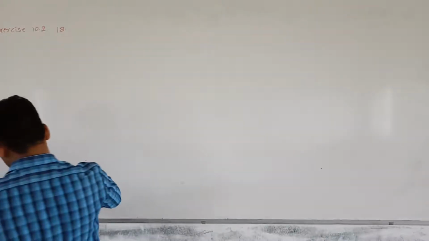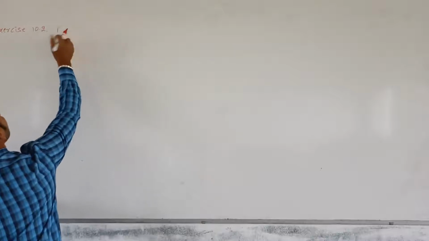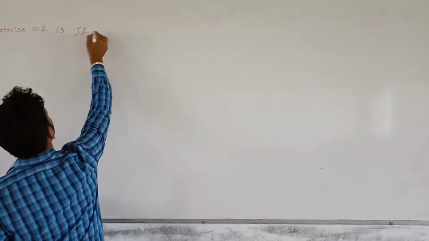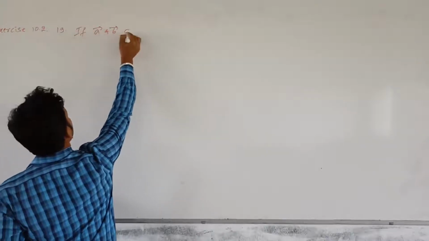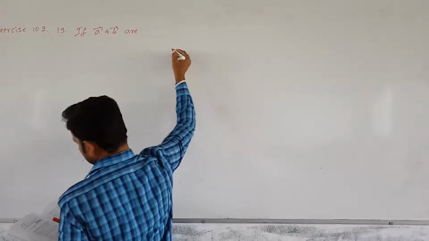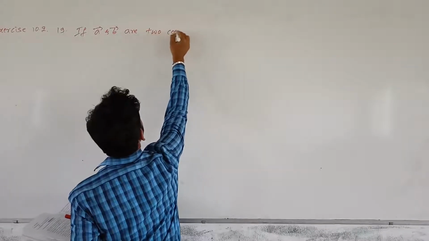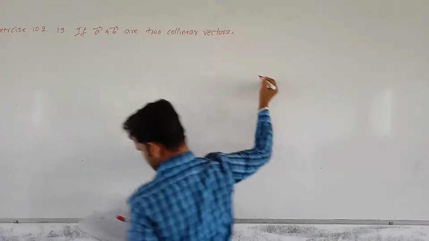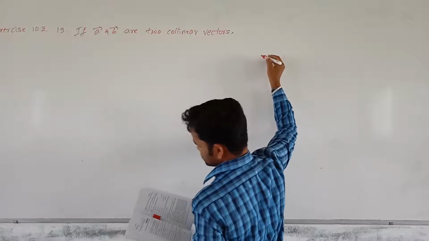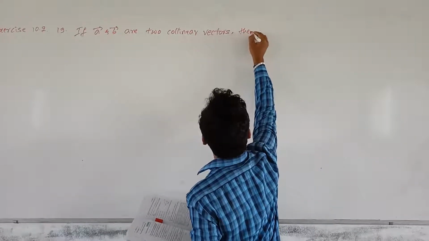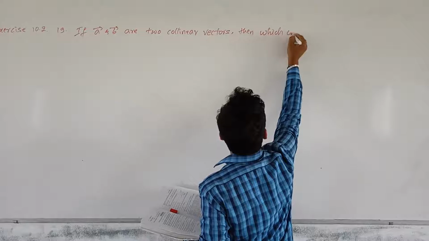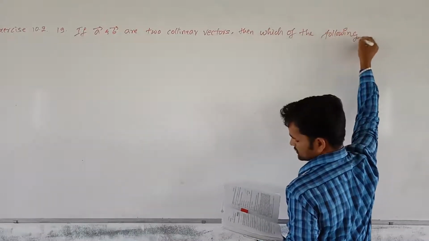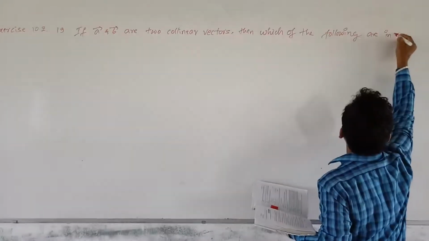Question number 19 is, if vector A and vector B are two collinear vectors, then which of the following are incorrect?